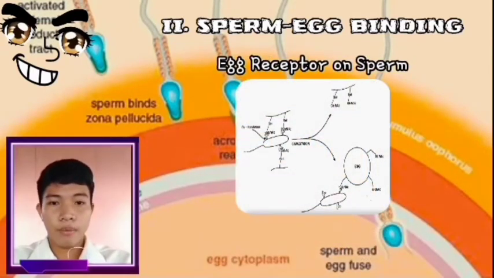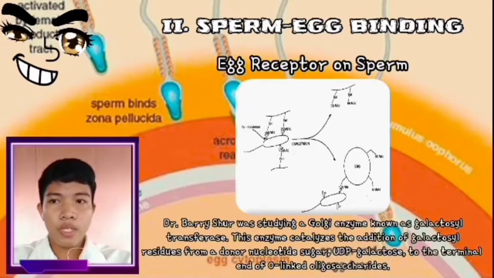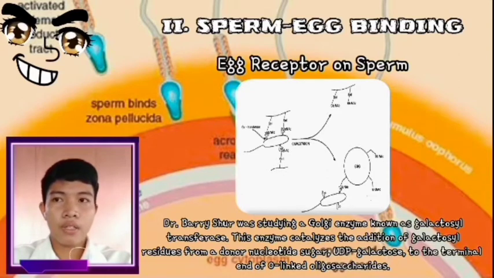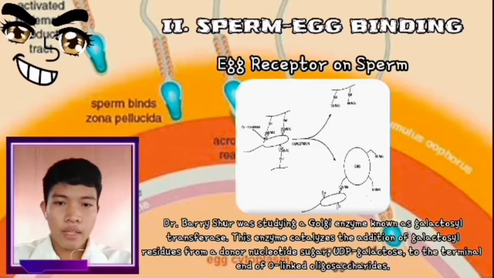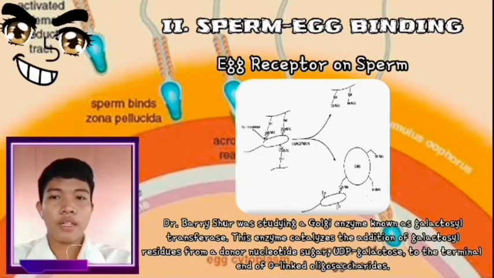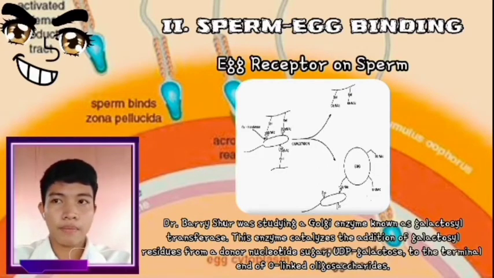Egg receptor on sperm. Dr. Barry Shur was studying a Golgi enzyme known as galactosyl transferase. This enzyme catalyzes the addition of galactosyl residues from the donor nucleotide sugar, uridine diphosphate galactose, to the terminal end of oxygen-linked oligosaccharides. As in all enzymatic reactions, there are two stages in catalysis. The enzyme binds the substrates, and the enzyme catalyzes the reaction and releases the products.